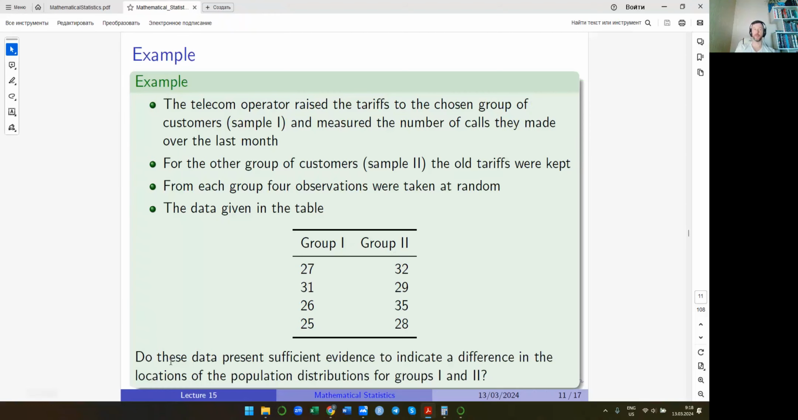So the question is, do we have enough evidence to claim that the locations of the population distributions in group 1 and group 2 are different? So basically, the underlying distribution of group 1 differs from the underlying distribution of group 2. What is the practical use of this? Well, we can claim that the raise in tariffs negatively affects the activity of our customers, for instance. And if it negatively affects the activity of our customers, so probably we earn less.